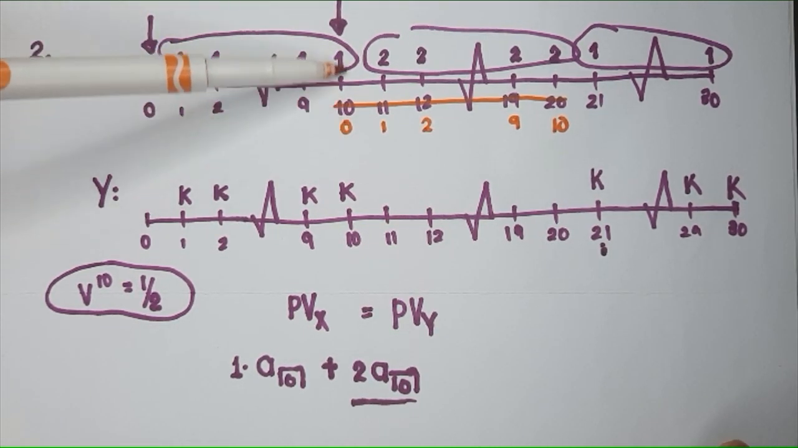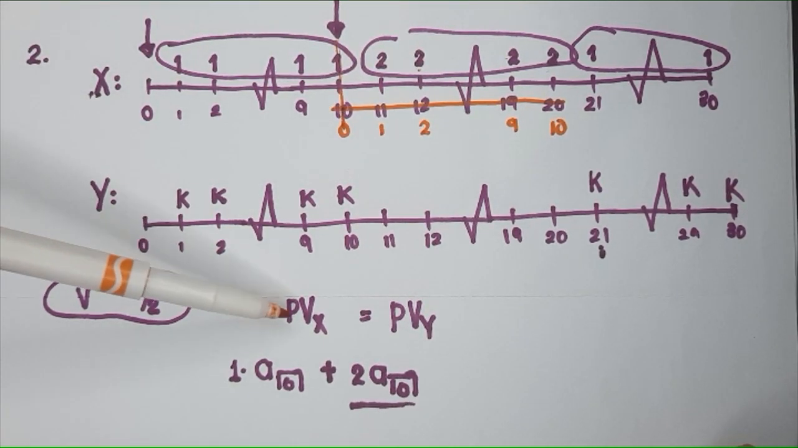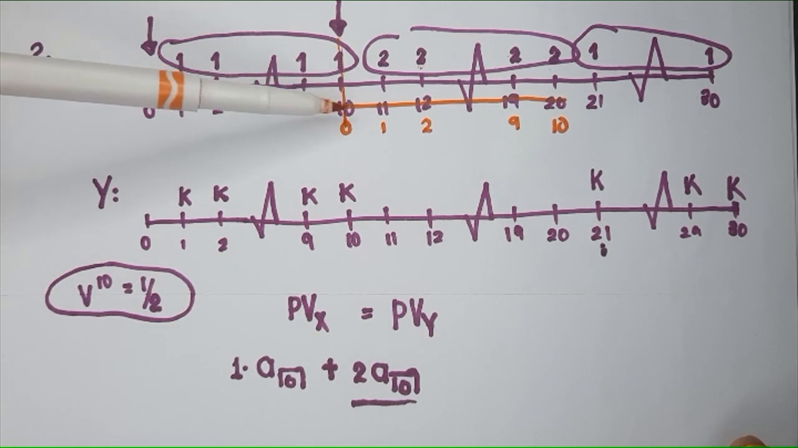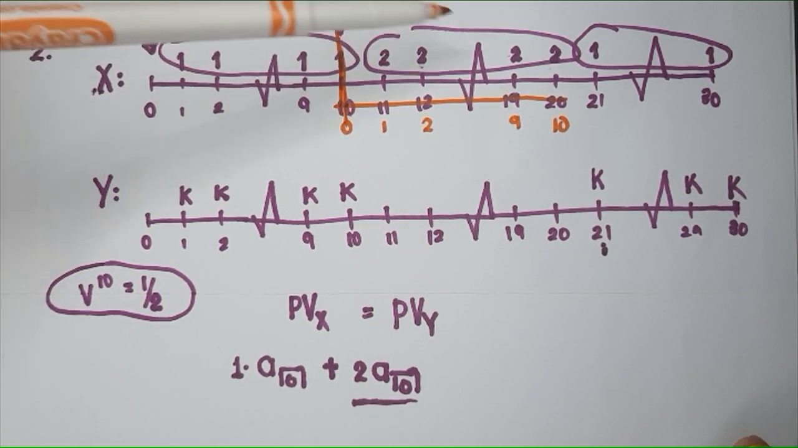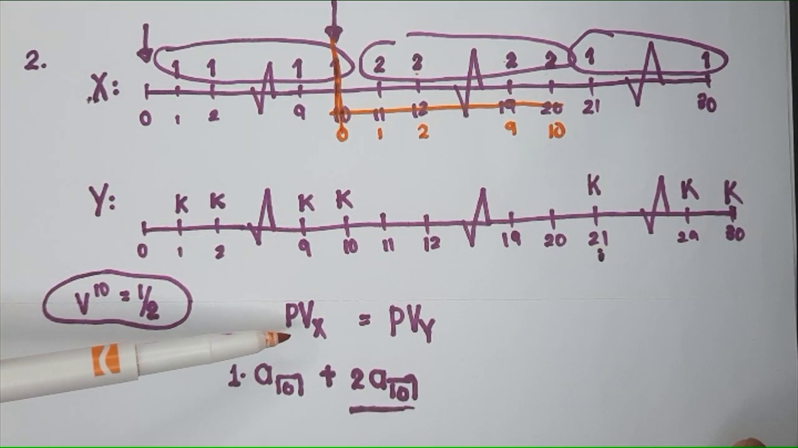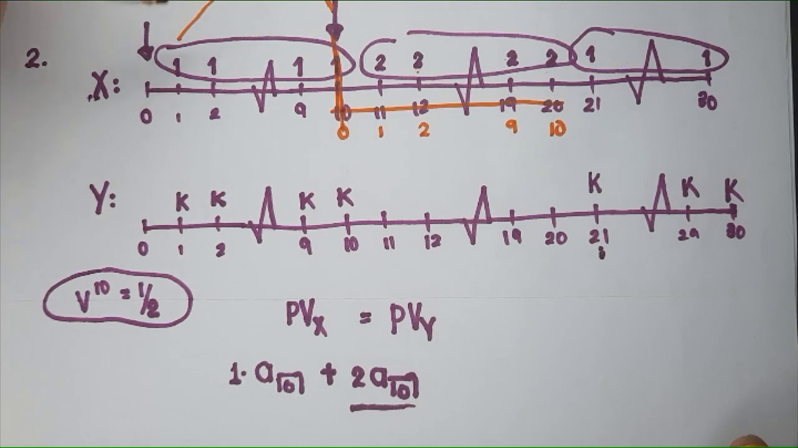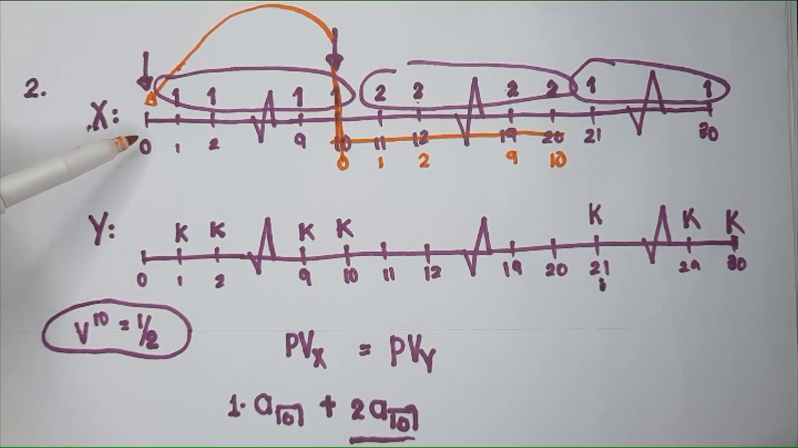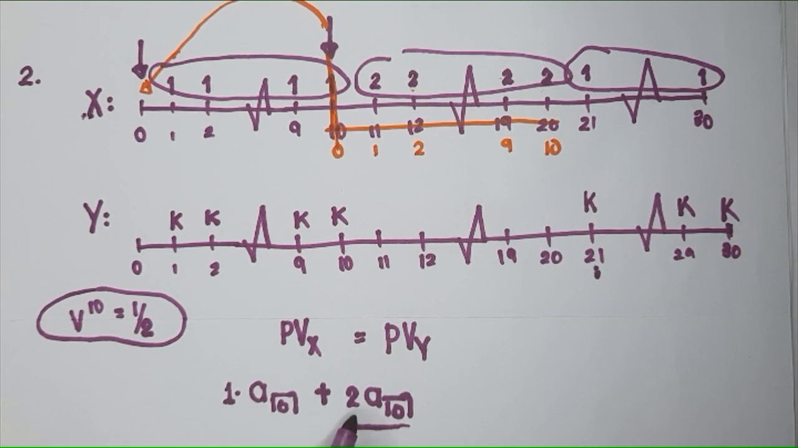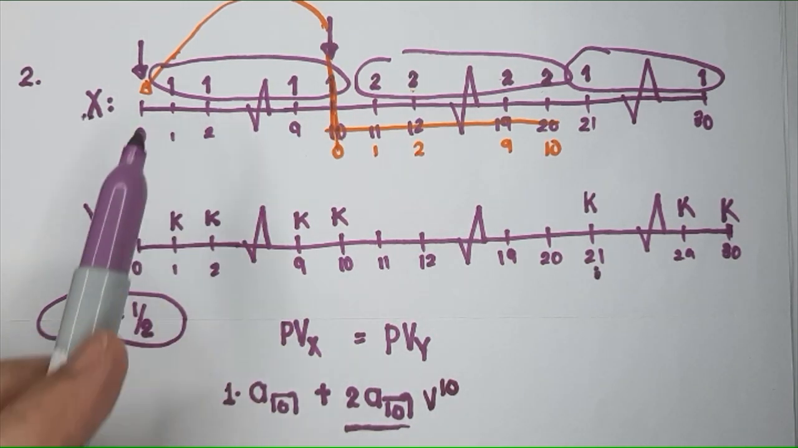This is time 0. Payments are made at the end of each period. That's why we have 2 a angle 10, the present value at this point. We lifted all these 2s. But we are getting the present value of the annuity X, so we need to carry this to time 0. This process is discounting. It means we need to multiply this by v raised to 10, because it passes through 10 years.